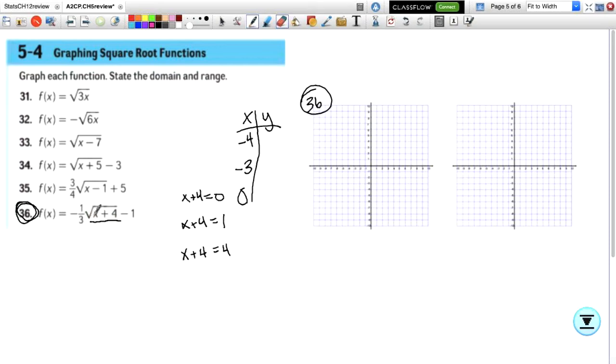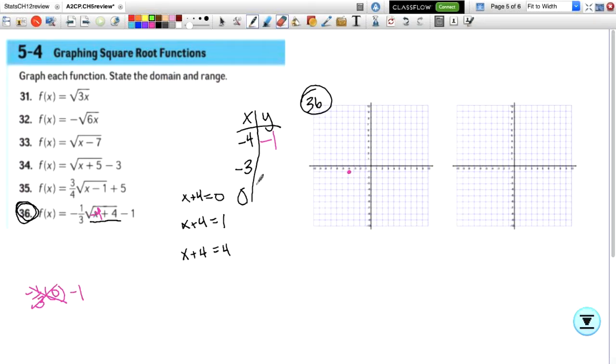I'm going to plug in a -4 here. -4 plus 4 is 0, and the square root of 0 is 0. So right now I have -1/3 times the square root of 0, which is just 0, minus 1. Well, anything times 0 is canceled, so all I'm left with is a -1. So I'm going to go over 1, 2, 3, -4, -1, and put a dot.